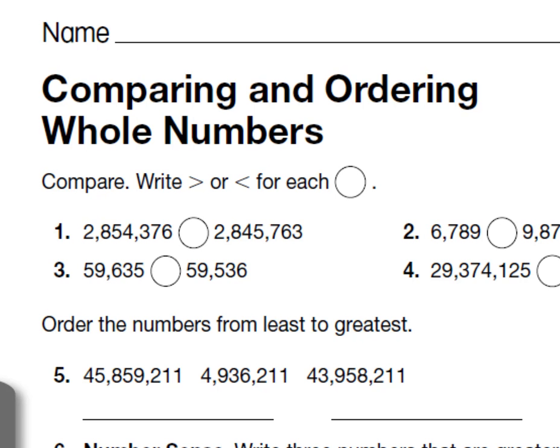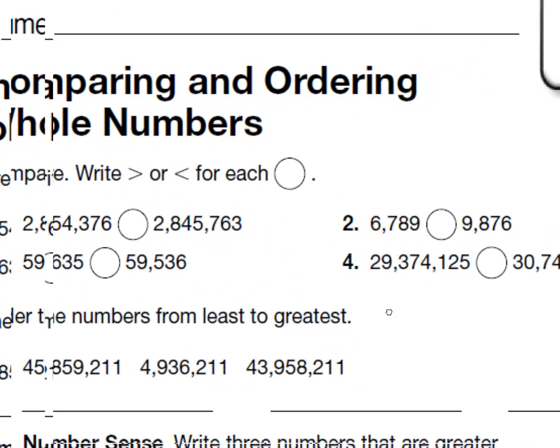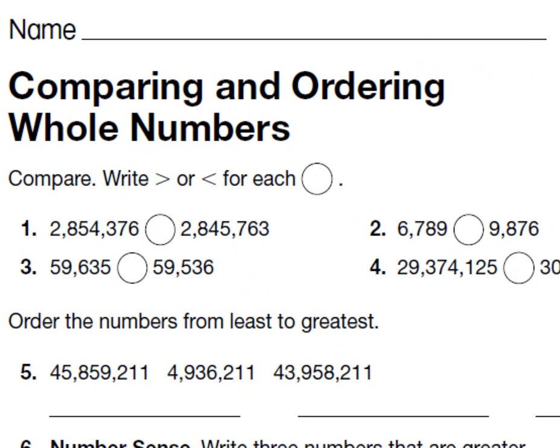All right, everybody. Tonight's homework is 1-3, which is comparing and ordering whole numbers. Now, this is very similar to what we did in class today. At first, we have to compare using the greater than, less than symbols, or the alligators. And you're going to do it the same way we did in class, where you start on the left.